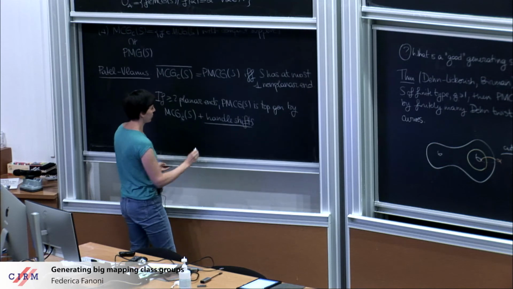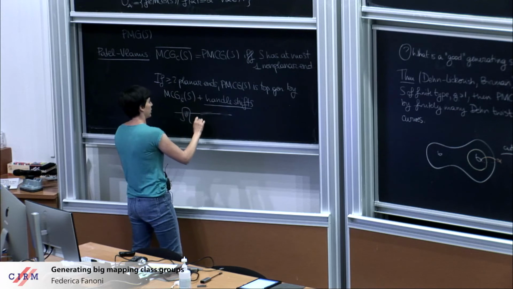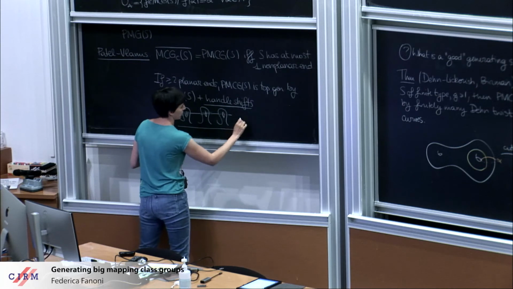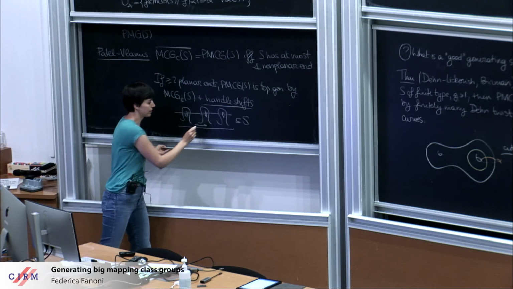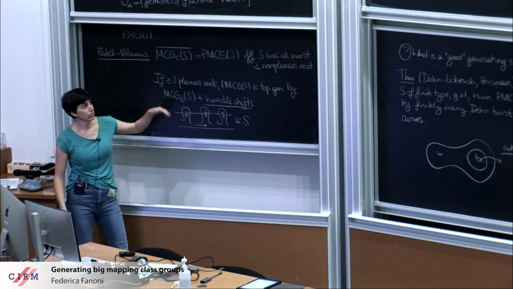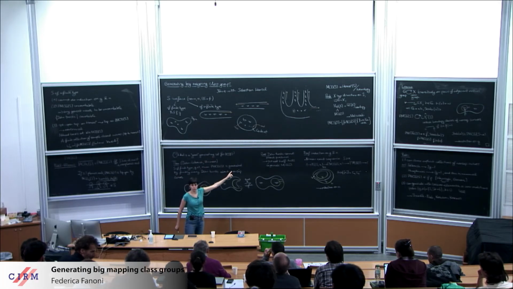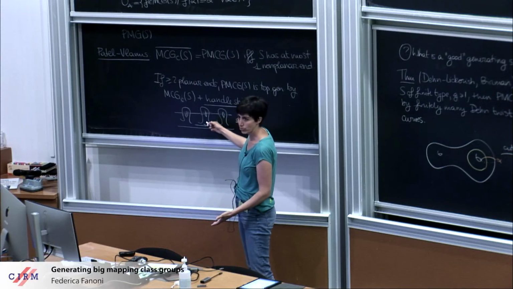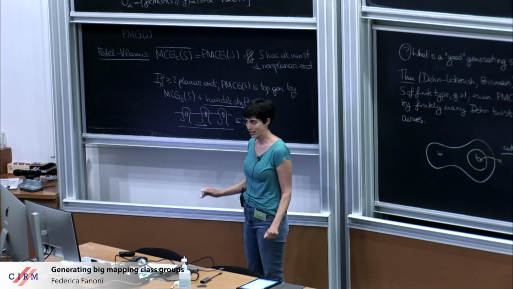So what is a handle shift? I find in my surface a strip where this handle is attached. I find this piece somewhere in my surface, and I shift only inside, and I do the identity outside. So for instance, on this two-ended thing there, it could be just a translation in one direction. But in general, you can just find this as a subset. You do something like a translation here, then you glue it, you patch it to the identity outside.